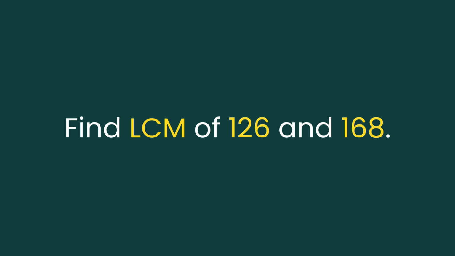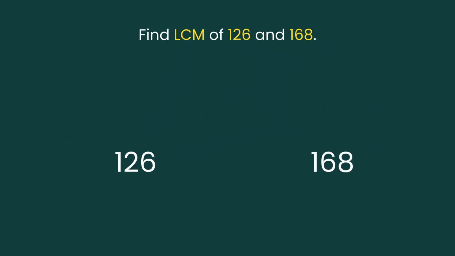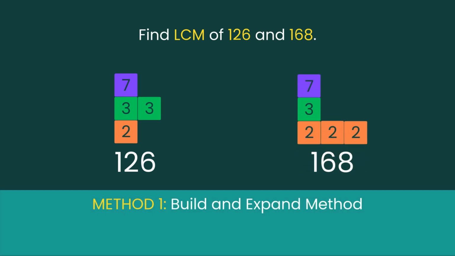Imagine we need to find the LCM of 126 and 168. First, let's build the numbers 126 and 168 using prime cards. The number 126 will be made of a card of 2, 2 cards of a 3, and a card of a 7. And what about 168? Correct! It will be made of 3 cards of 2, a card of a 3, and a card of a 7.